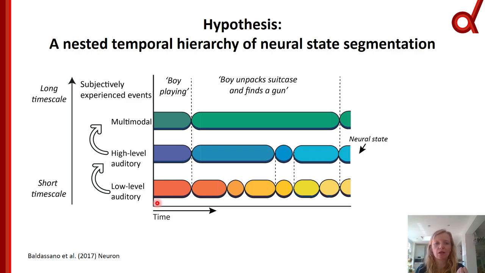So the key idea here is that each brain region segments information at its own preferred time scale. So for example, here low-level auditory might segment at the level of words, a higher level region might segment at the level of sentences, and this multimodal region might segment at the level of paragraphs. And there's this nested quality, which means that some of these boundaries that are already detected at low levels also propagate across the cortical hierarchy, whereas others only occur in low-level areas. And particularly in these multimodal areas, there should be a very good correspondence between the subjective events that are experienced and the neural states that we can identify in these brain regions.